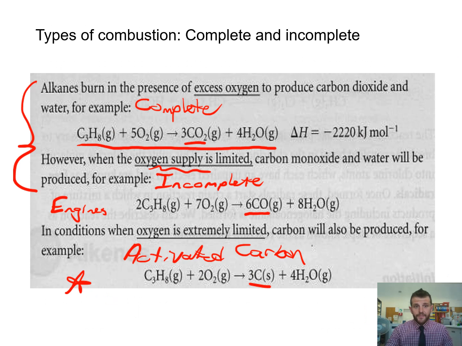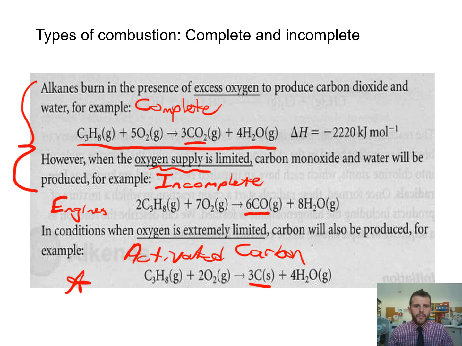And lastly, types of combustion. Complete, incomplete, and then when it's extremely limited. So what you guys are used to seeing is a complete combustion, which is an example here. This is when you have enough oxygen to let the reaction run through normally. This is when you guys were doing your reaction types. This should have been the one you've seen before.